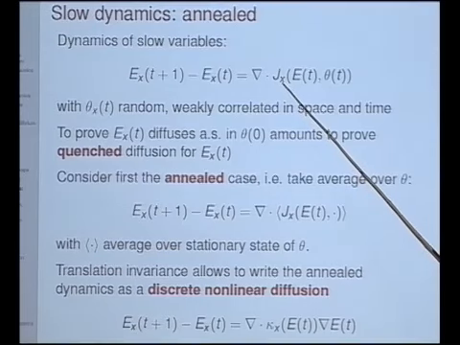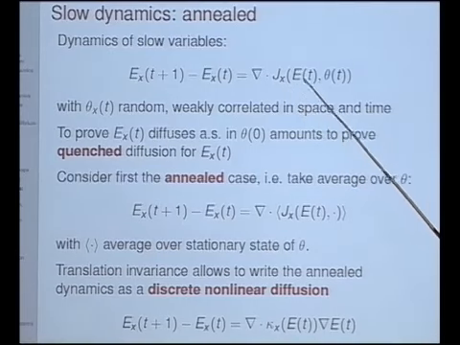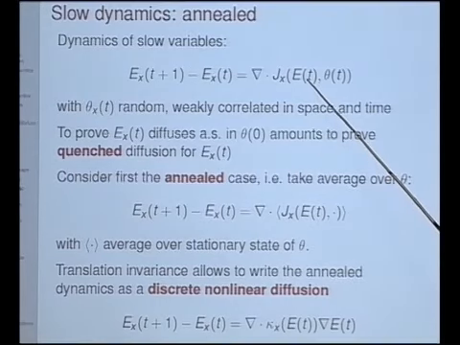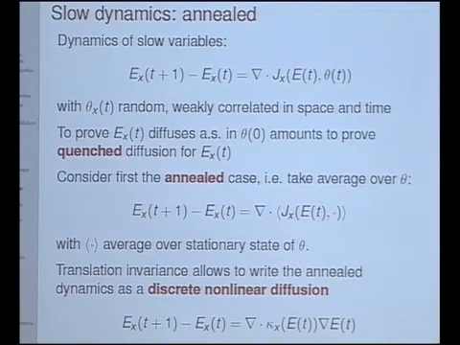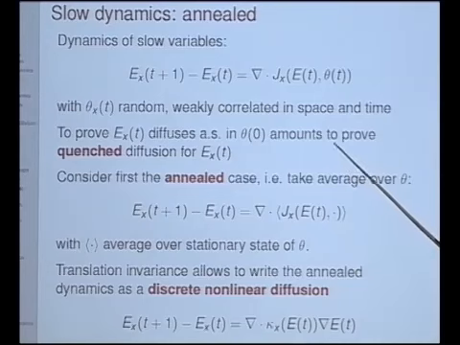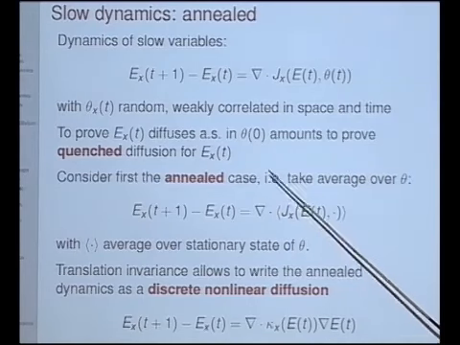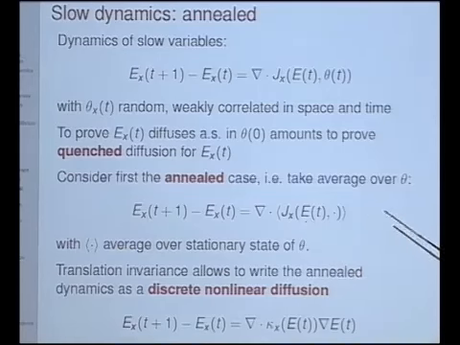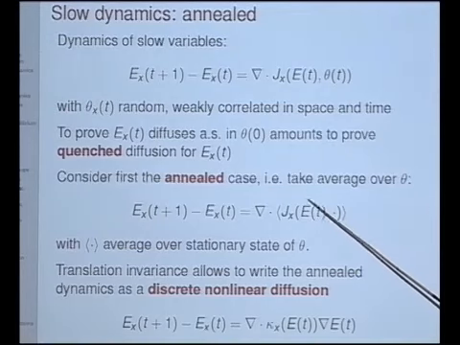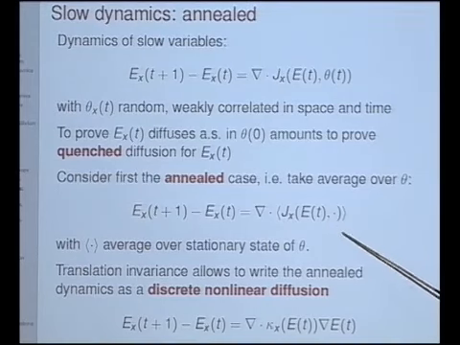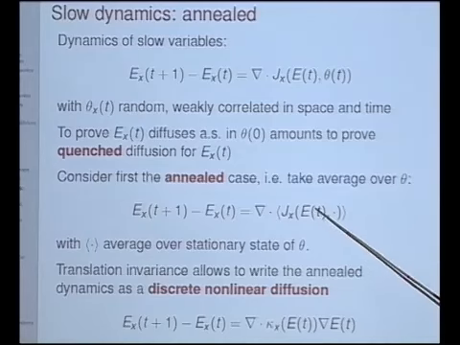Okay, so let's think about this thing where I have a discrete version of a random drift, right? So J depends on my dynamical variables. And then there is this randomness there, which is short correlated in space and time. Now, we want to prove quenched diffusion for it, but the first thing is to look at the annealed case, right? So take an average over the thetas.